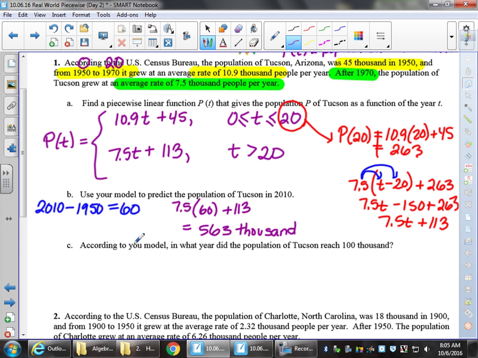Oh, we didn't do C. Okay, so according to your model, in what year did the population of Tucson reach 100,000? How are we going to figure that out? Look at your restrictions. Okay, 100,000. Thoughts? First one? Work backwards? I now know the population, yes? So we're going to do 100. But which piece?